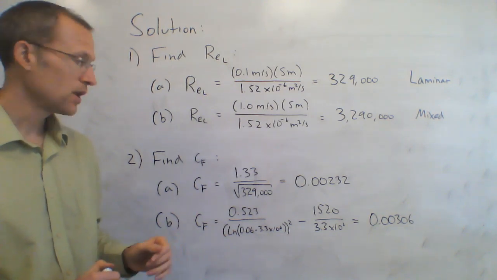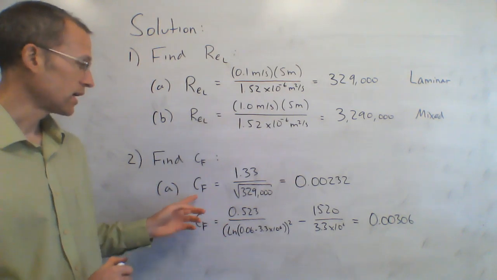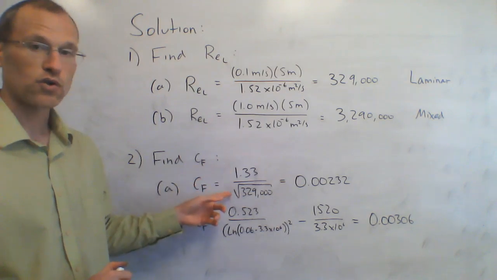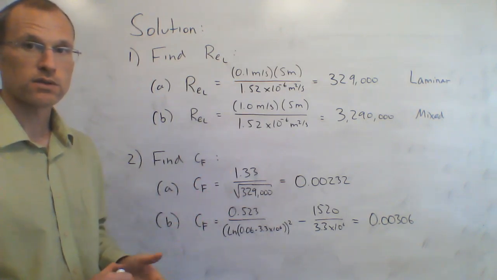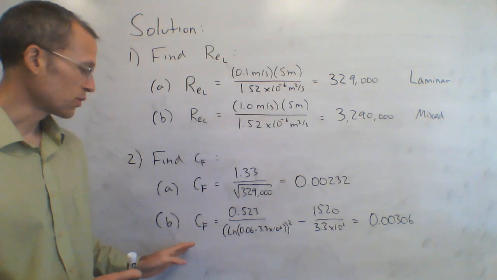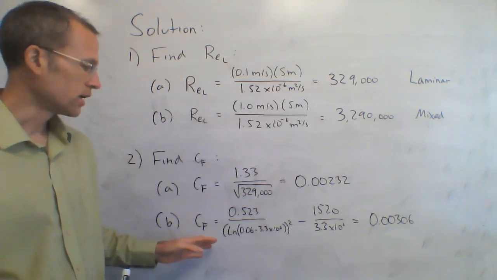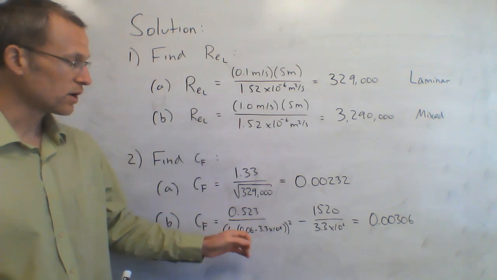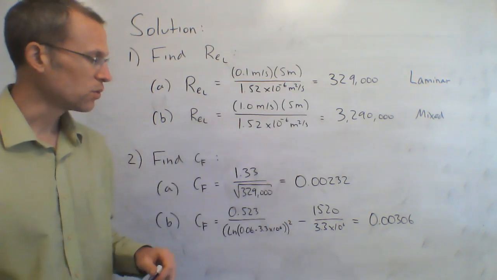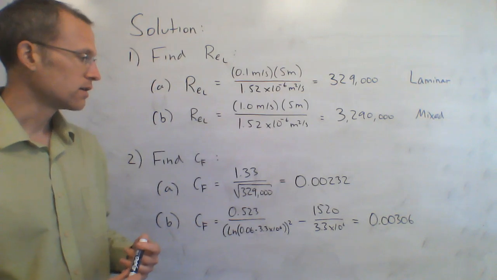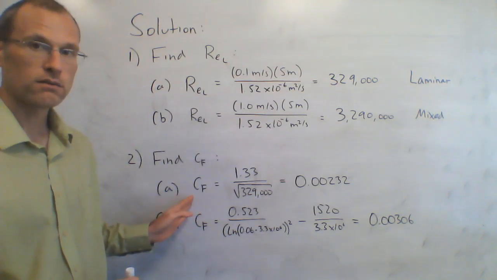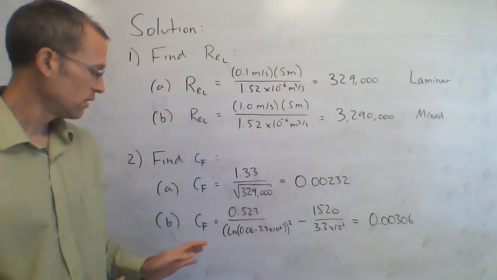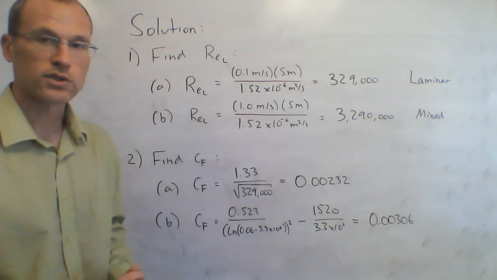So step 2, find my CF values. Again, part A is the laminar version, 1.33 divided by the square root of the Reynolds number, 329,000 in this case. For the turbulent case, or mixed case, I get 0.523 over natural log of 0.06 times the Reynolds number, squared, minus 1520 over the Reynolds number. So that gives me, for part A, the slower speed, 0.00232 for my force coefficient. For the faster one, 0.00306.